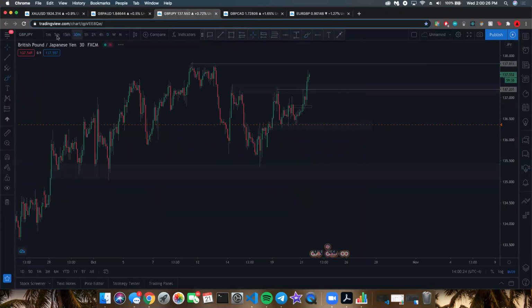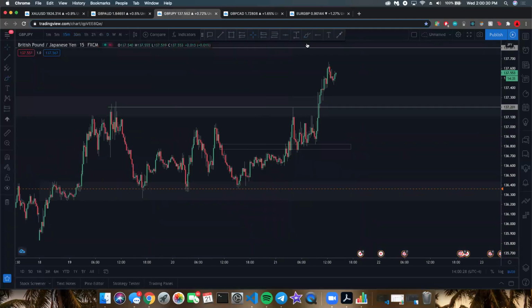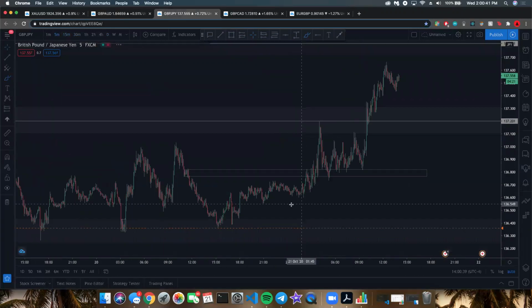GBPJPY was much more choppy. I wanted price to come down here before going up, and that's why I had an alert here. So I'd be looking for buys at this area. But what happened was price broke up. Price actually just continued after the news release.